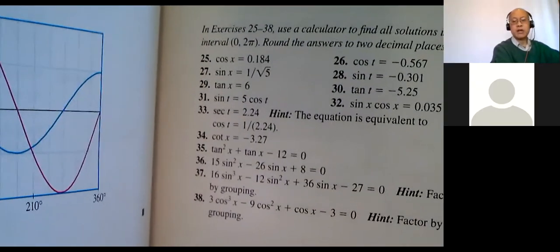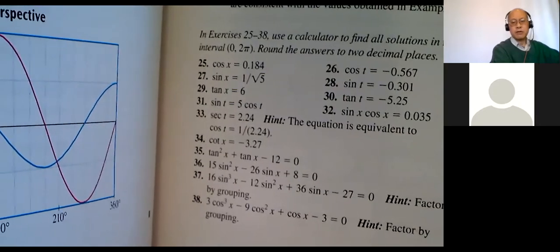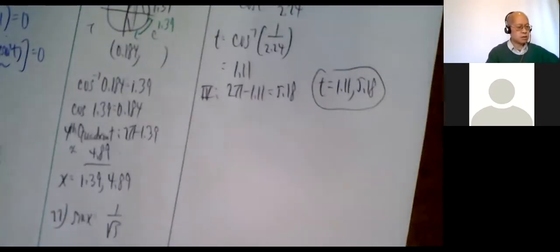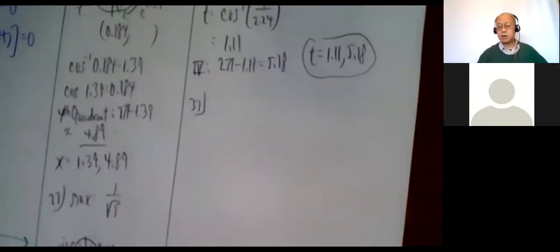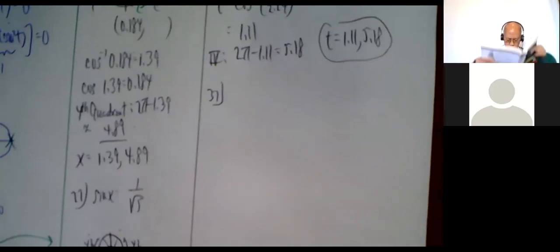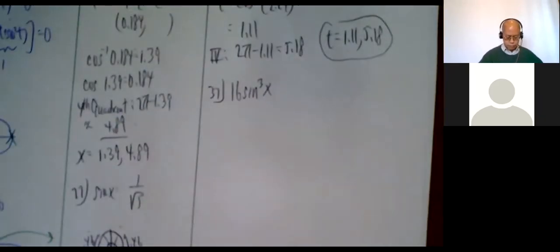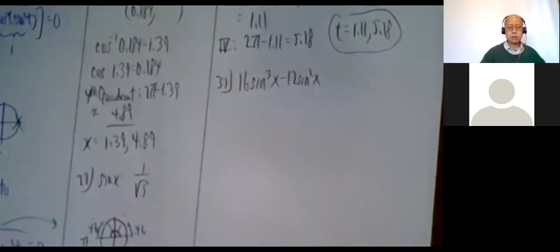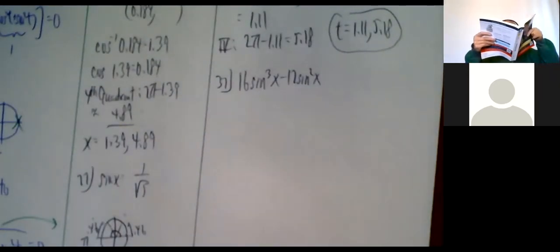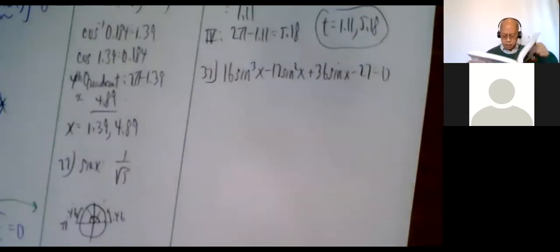All right. Then they got a couple of factoring problems for you, 35 and 37. 37 looks much tougher. So let me help you with 37. So what do we got? 16 sine cubed x minus 12 sine squared x plus 36 sine x minus 27 equals 0.